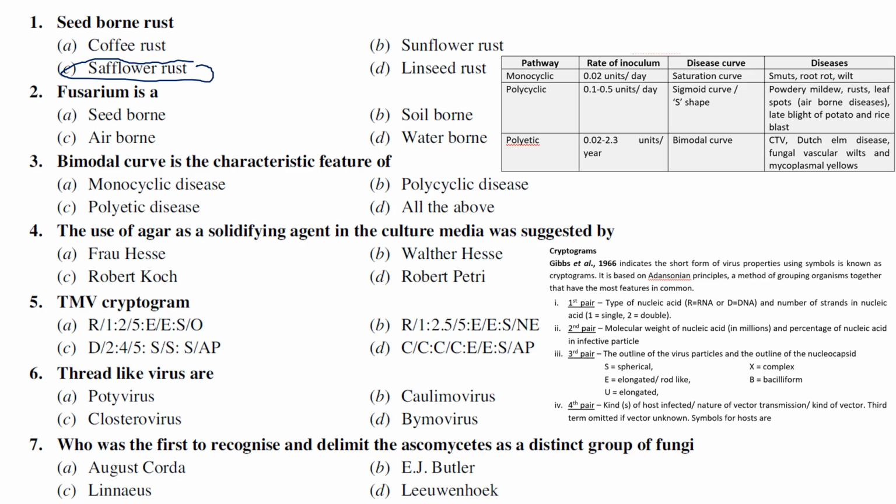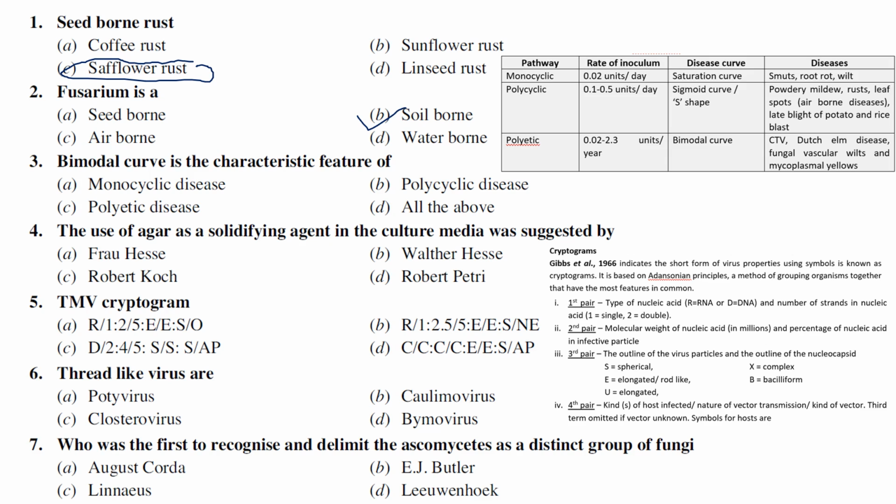Second one is, Fusarium is seed-borne, soil-borne, airborne, or waterborne. We know very well Fusarium is strictly soil-borne, and it produces three kinds of spores: microconidia, macroconidia, and chlamydospores.